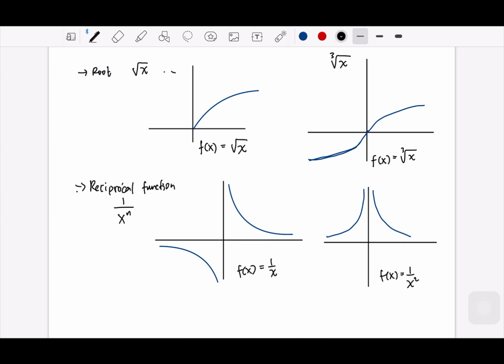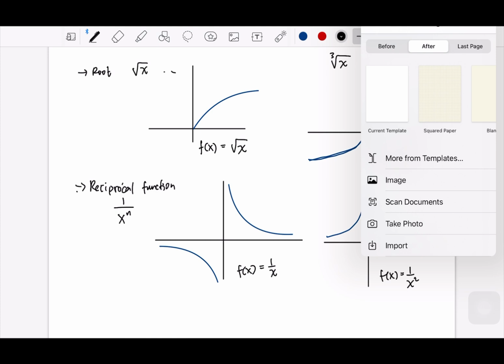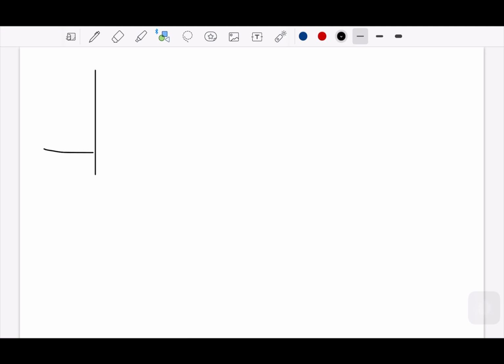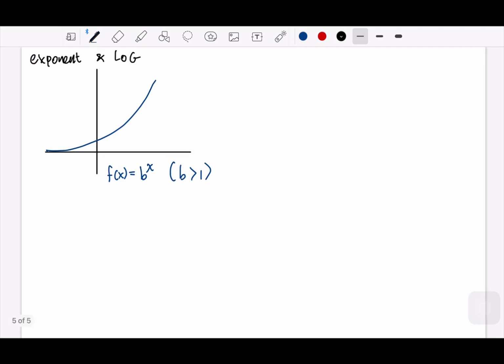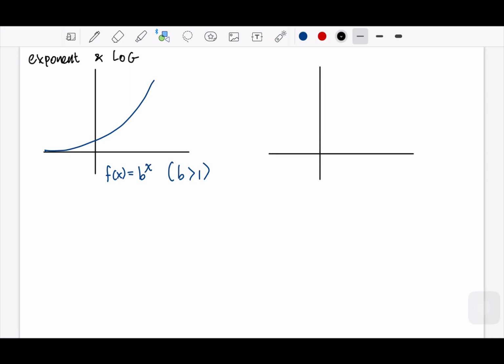Okay, and then the other one is the exponent and log. Let me put it to the next page. This is just any constant b with power of x, and b is a positive number. Should be 1, this should be 1.